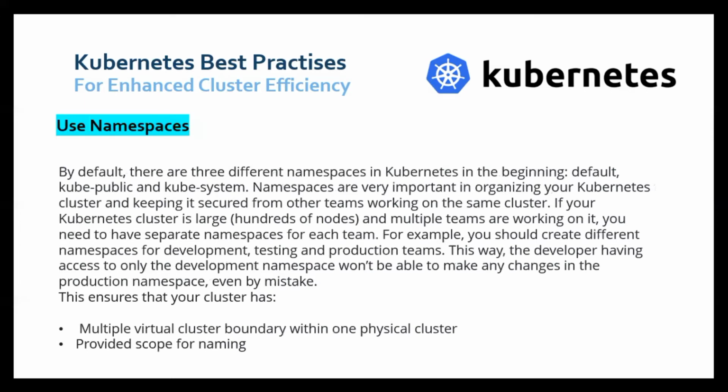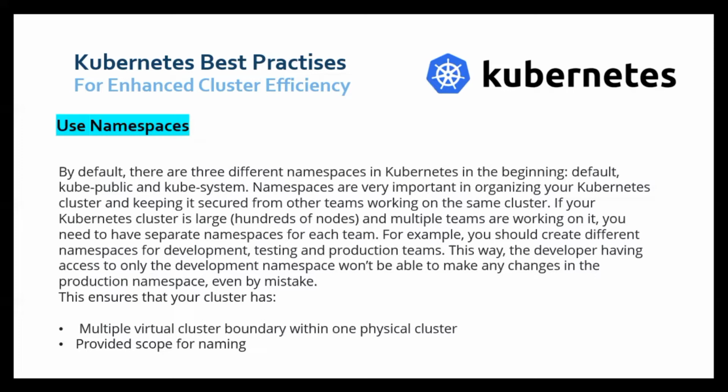The next is use of namespaces. By default, there are 3 different namespaces already there in Kubernetes at the beginning. That is default, kube-public, and kube-system. You already know about kube-system, in which all the Kubernetes related pods, that is kube-dns and kube-proxy, are there. We can use default and kube-public for our general application deployment.